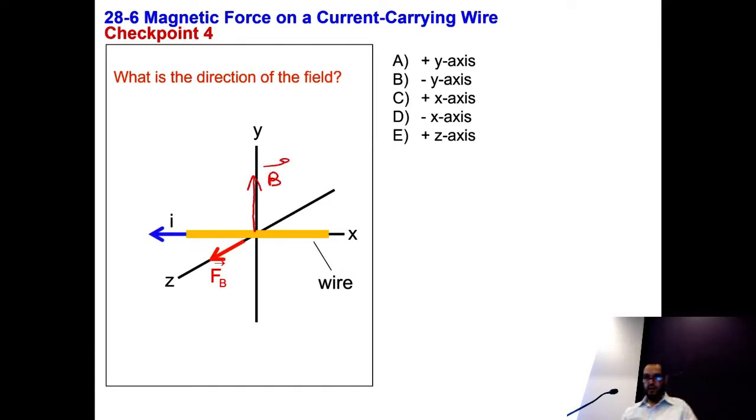All right, now let's verify the right-hand rule. It's I L cross B. So what is the L vector? This is the L vector here. So the first vector is L, so it's in this direction.